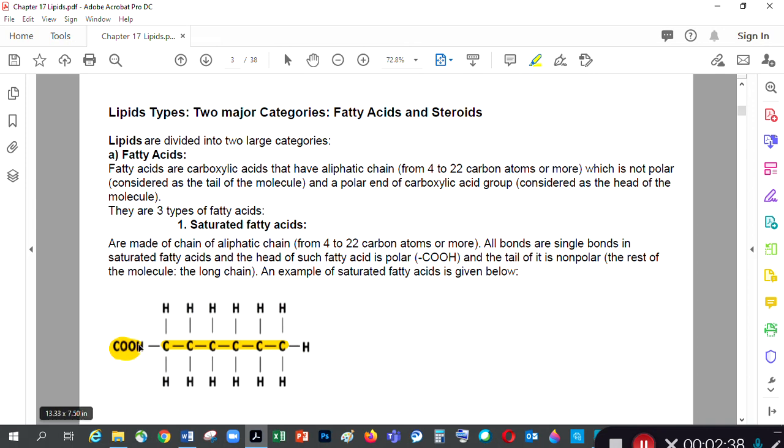The polar part is classified as the head, and the long chain as the tail. So we have a head and a tail. The fatty acid has a head, which is the polar part, small and tiny, but the long chain has a higher molar mass, as you can see with the structure here, and that's non-polar. So we have head and tail.